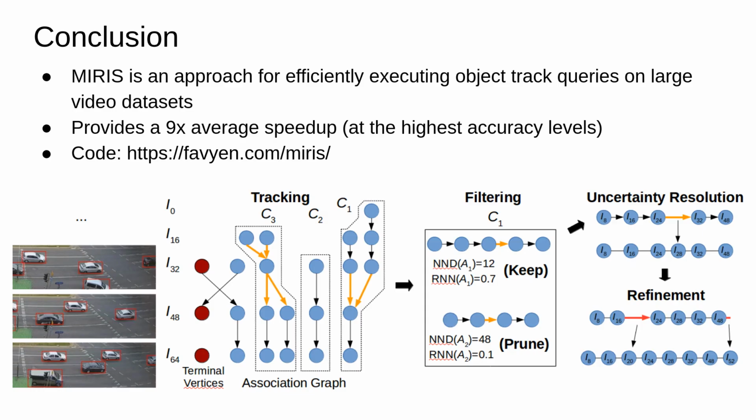In conclusion, Miris is an approach for efficiently executing object track queries on large video datasets, and it promises to greatly increase the complexity of video analytics tasks that we can perform at scale, moving from predominantly image-level queries considered in prior work to these queries that we've looked at that reason about object tracks.